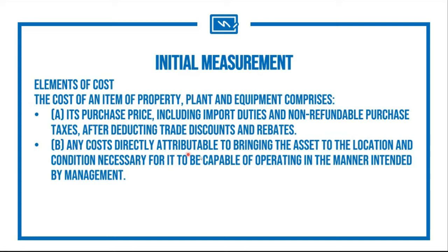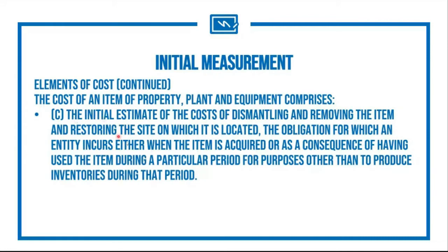Letter B, any cost directly attributable to bringing the asset to the location and condition necessary for it to be capable of operating in the manner intended by management. So these are what we call directly attributable costs. And we have letter C, which is the estimated cost of dismantling or restoring. We also call this decommissioning cost. So of course, this should be computed immediately at the time the PPE was acquired. Okay? If the cost was not initially capitalized, then it is not possible for you to capitalize it any longer if you were only able to determine it after initial recognition.